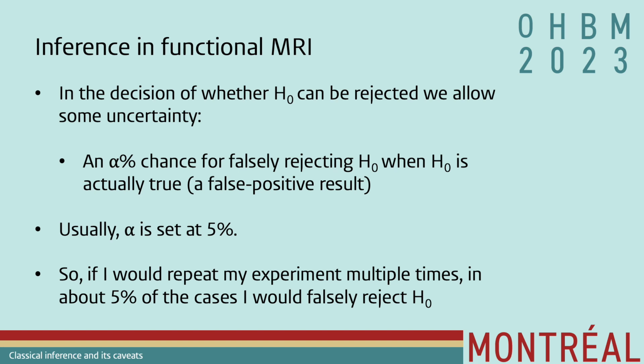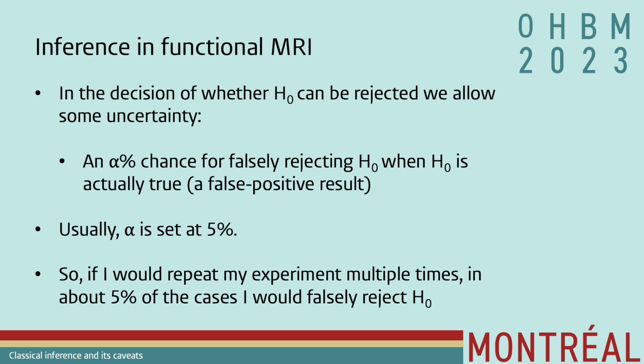When we decide whether we can reject the null hypothesis for a voxel, we allow some uncertainty. It is basically the uncertainty of making a false positive rejection. So we allow an alpha level chance for falsely rejecting the null hypothesis when the null hypothesis is actually true. So a false positive result. And usually this alpha level is set at 5%.